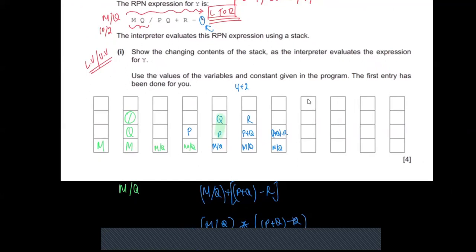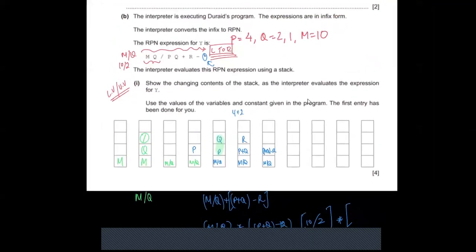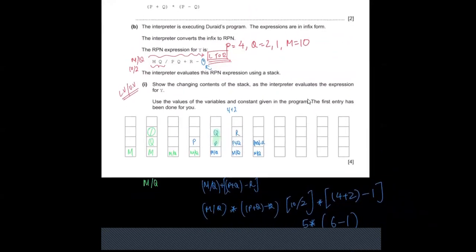Now let's go and plug in the values. M had a value of 10 divided by Q. Q had a value of 2, times, let's zoom out a little bit so you can see the values. P is going to have a value of 4 plus Q, which has a value of 2, minus R, which has a value of 1. So 10 divided by 2 is 5, times 4 plus 2 is 6, minus 1. 5 times 5 is 25. So we arrived at the same answer we got earlier using the stack.